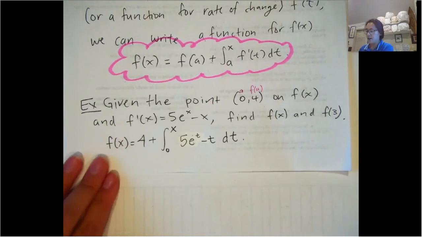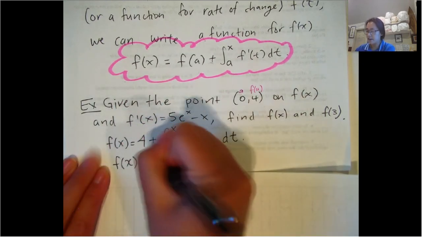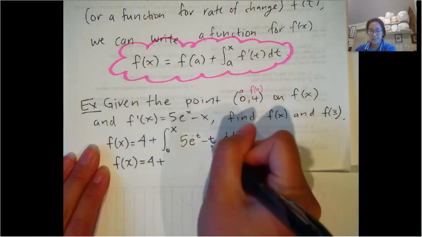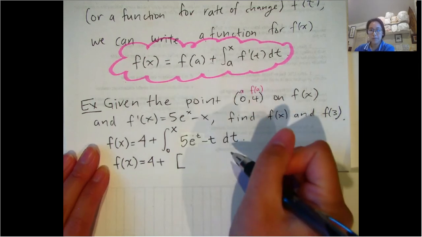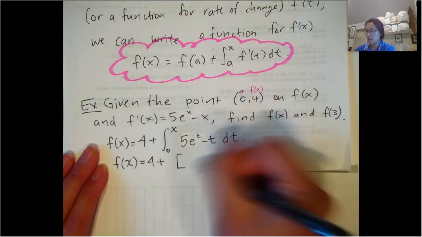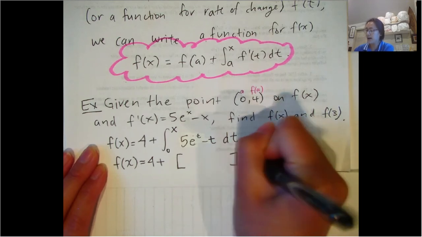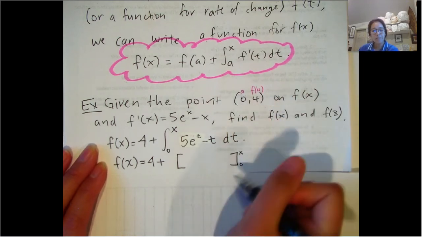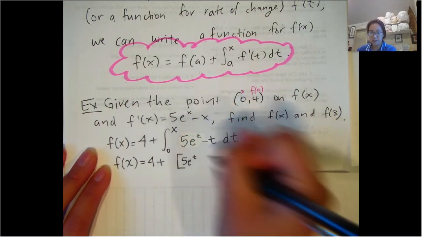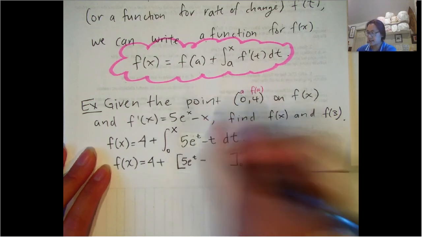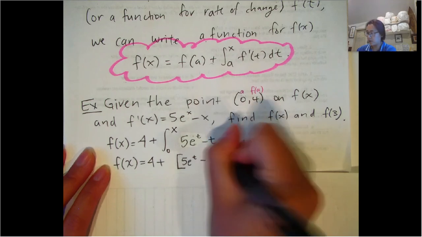So we go ahead and we find the antiderivative of 5e to the t minus t. And remember, when we're writing the antiderivative, you put it in a bracket and then you put the bounds at the end. So you put 0, x like this at the end there. The antiderivative of 5e to the t is just 5e to the t, since the derivative of e to the t is e to the t. And the antiderivative of t is going to be t squared over 2.